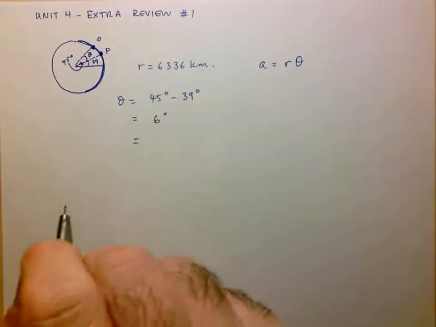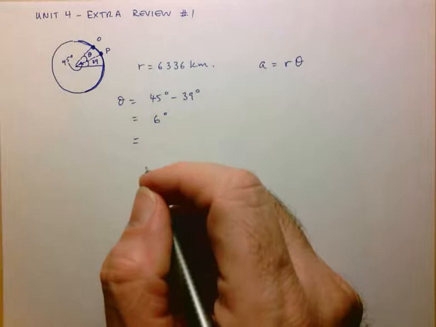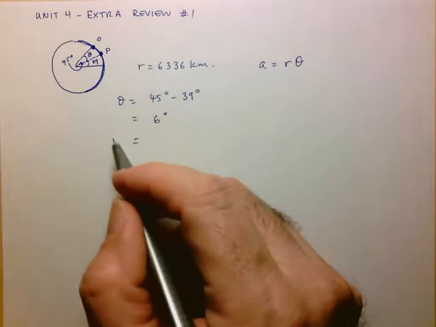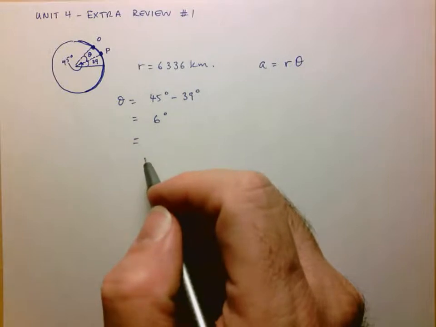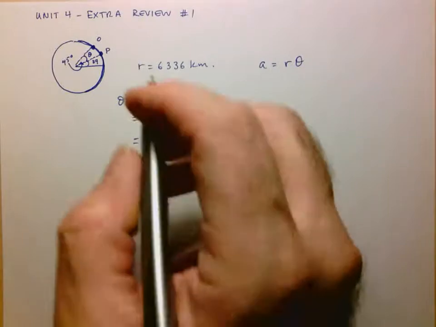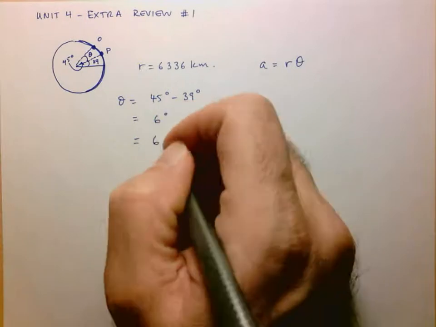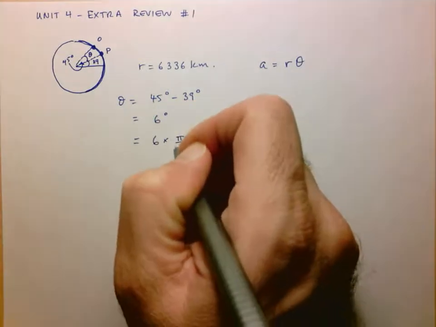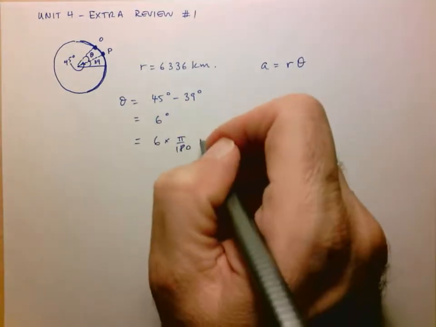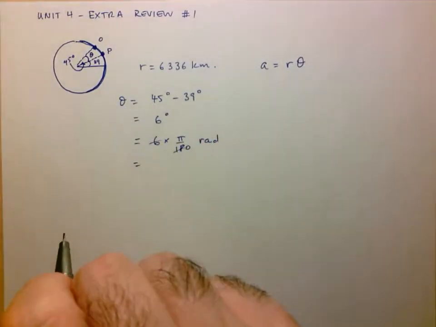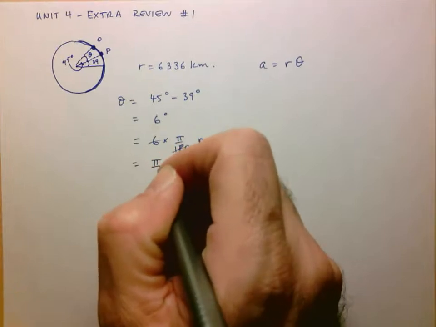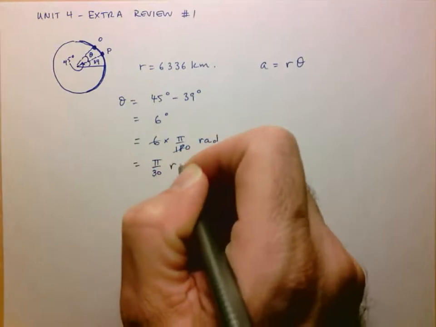Whether you set up a ratio or you just remember that each degree is pi over 180 radians, you can just do 6 times pi over 180 radians. Here, dividing by 6, that's pi over 30 radians.